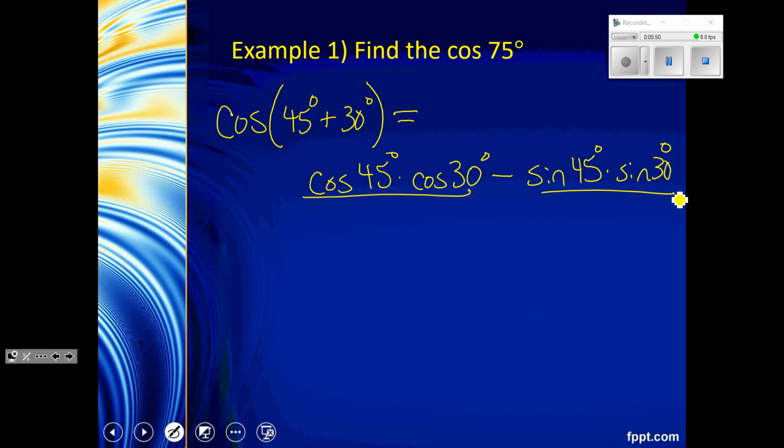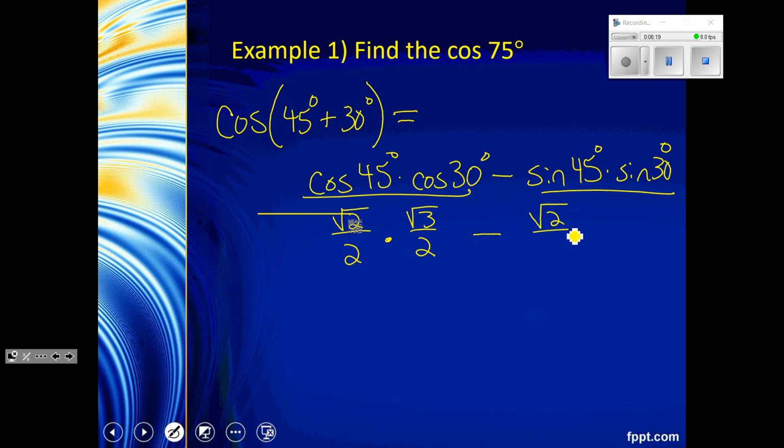All right, so let's just plug in. From here, it should be really easy. So we know cosine is our x coordinate. So use your unit circle. Tell me, what's the cosine of 45 degrees? Square root of 2 over 2 times, what's the cosine of 30 degrees? Square root of 3 over 2 minus, what's the sine of 45 degrees?